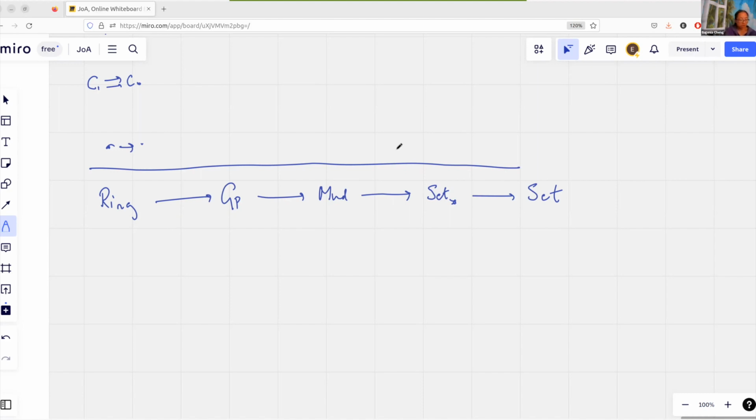There's a concept of forgetting a property rather than a structure. If you forget from groups all the way to sets, then you have forgotten what your binary operation is, and you're just a set. Whereas if you forget abelian groups to groups, then what you've done is you've forgotten the fact that you are abelian. So this is forgetting a property rather than a structure. And the thing is, if you forget that you're abelian, you're still abelian. You've just forgotten that you are.